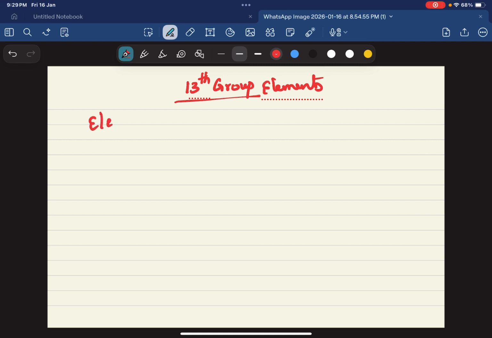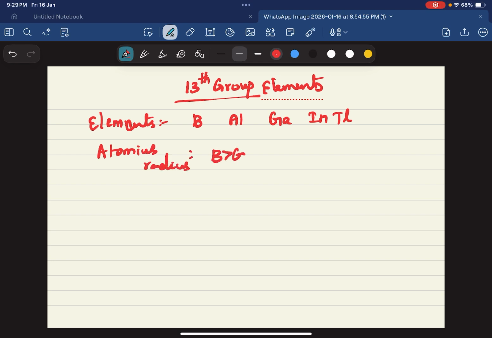The elements are boron, aluminium, gallium, indium, thallium. Coming to atomic radii, the order is boron, gallium, aluminium, indium and thallium. For this we can write some mnemonics also. Brave, Ali, gave in trouble.